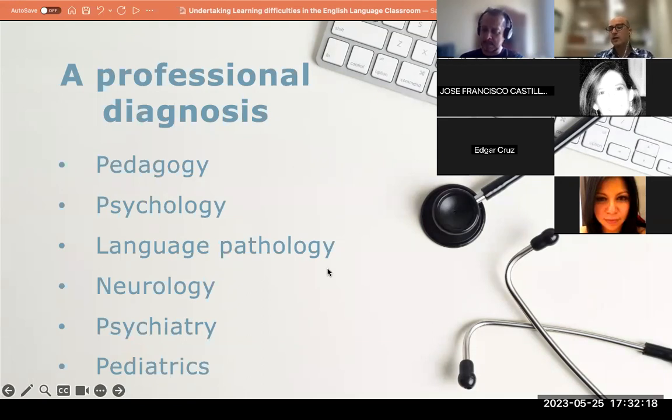there's software online where they can take a test with questions, and it analyzes their history, et cetera. And now this team right here, including a pedagogist or a psychologist, a language pathologist, neurologist, psychiatrist, even a pediatrician, they can all team up to diagnose somebody, because sometimes it can be quite a challenge. But these are the areas that are involved in diagnosing.